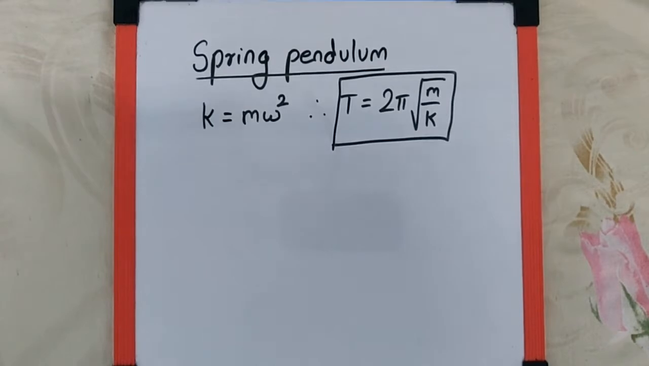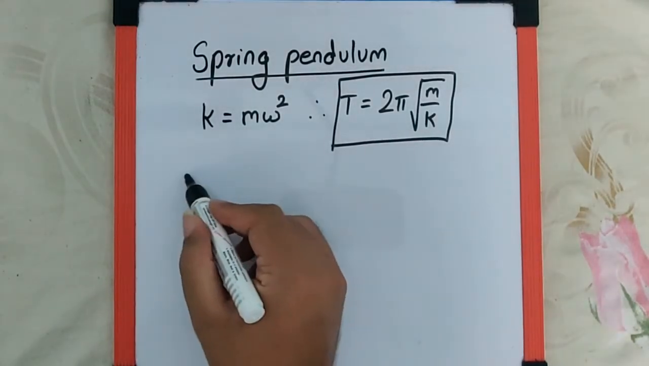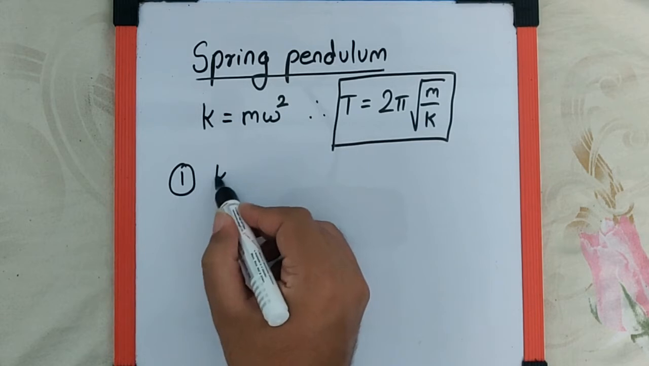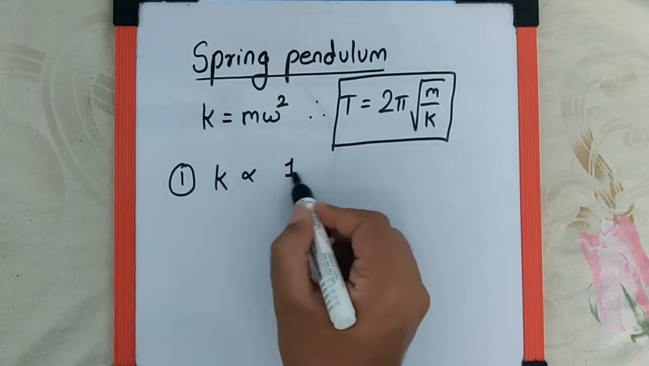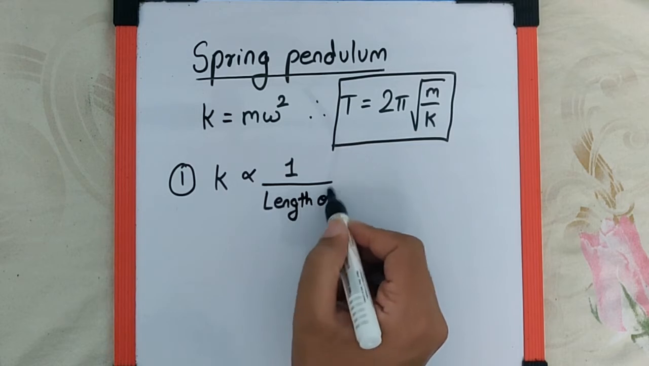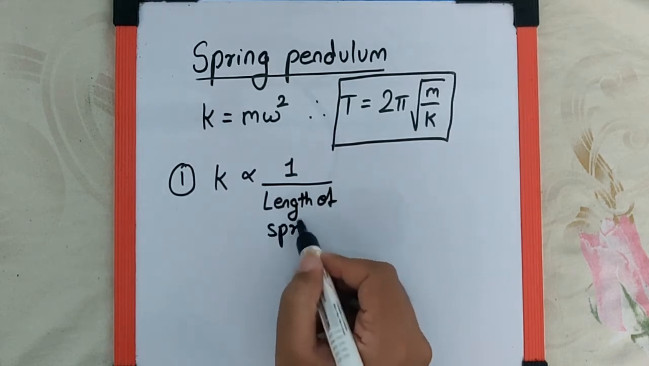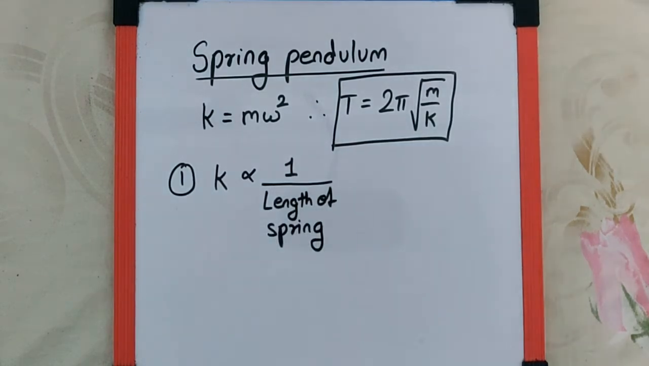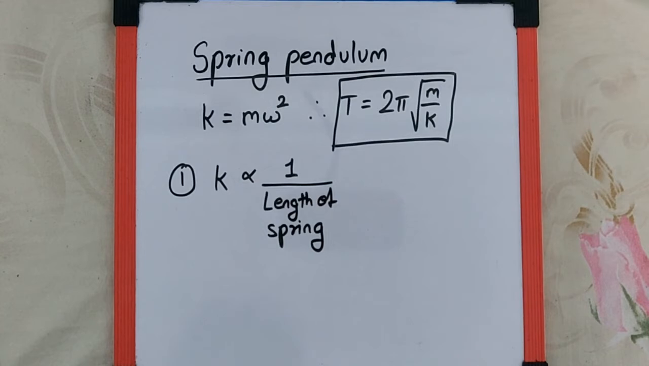But some important facts about spring pendulum are very important for you to know. The first is the spring constant is actually inversely proportional to the length of the spring, which means if the spring is cut into equal halves, we can say each half will have the spring constant doubled. So this thing is very important from an MCQ point of view.